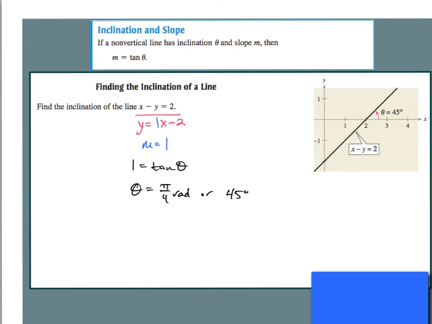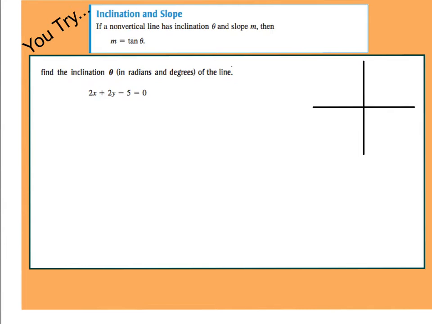All right, let's do another one together. Here we go. I have 2x plus 2y minus 5 is equal to 0, and I need to find the inclination of this line. Well, what do we need to do? We need to find its slope. So, what's my slope?